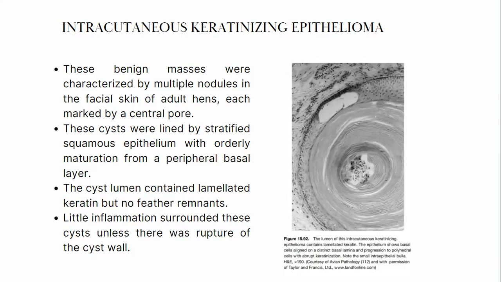So, dito, sa figure, the lumen of this intracutaneous keratinizing epithelioma contains lamellated keratin. The epithelium shows basal cells aligned on a distinct basal lamina in progression to polyhedral cells with abrupt keratinization. Note the small intraepithelial bulla.